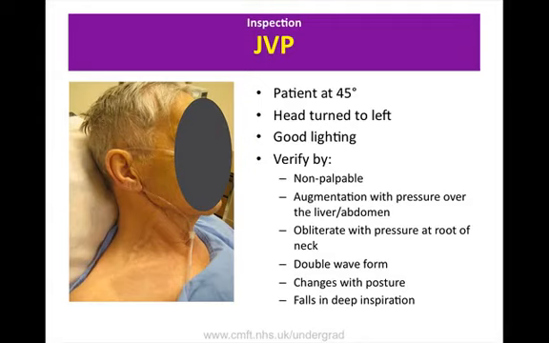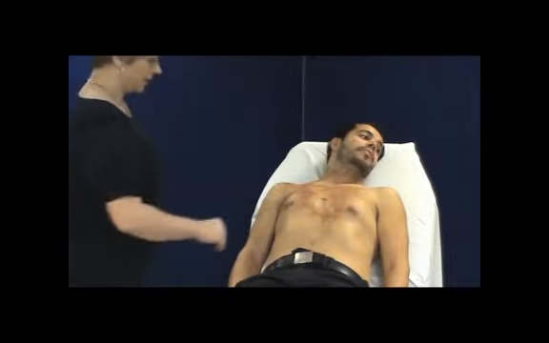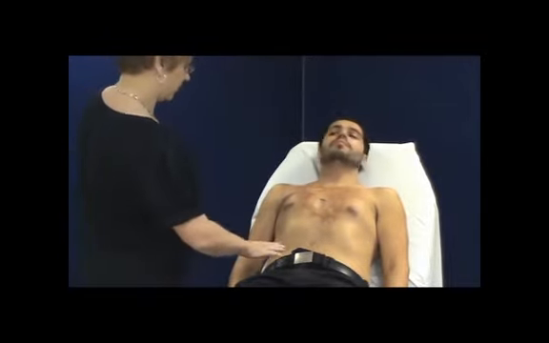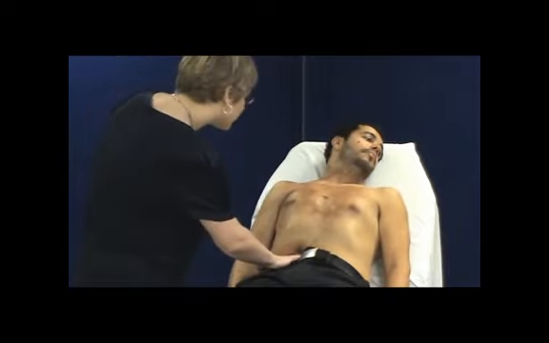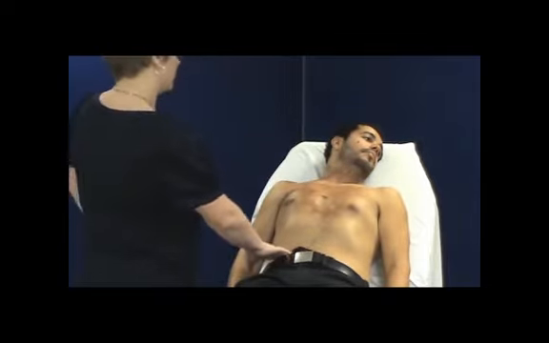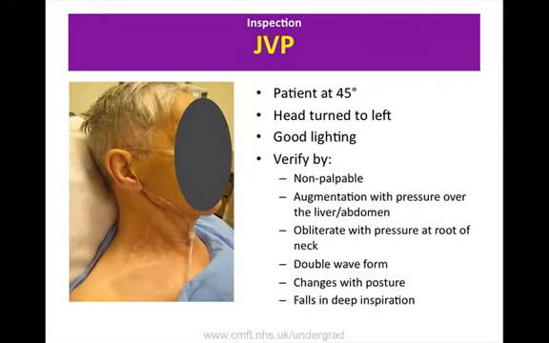The JVP should be impalpable and obliterated by pressure at the root of the neck, except in severe tricuspid regurgitation. It should fall during inspiration and rise during expiration. Pressing over the liver for up to 15 seconds should elicit a rise in the JVP. This is known as the hepatojugular reflux. Before pressing over the liver, check that the patient does not have any abdominal pain.